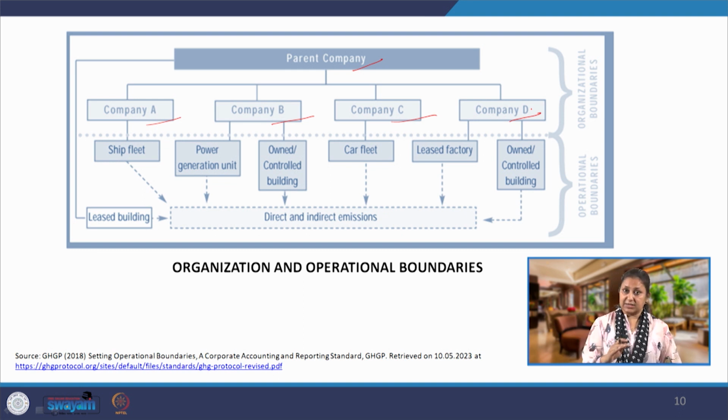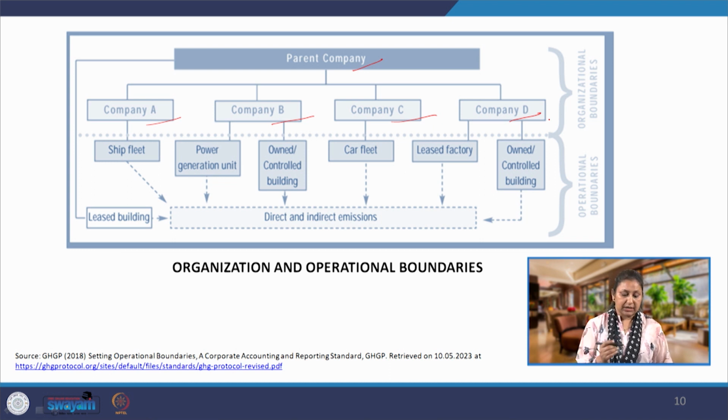So, all the assets which are owned by these companies are also going to be considered as part of the organizational boundary for the parent company. The parent company could be a very big company, and there could be subsidiary companies, smaller companies dealing with specific products or specific services. All these companies and their assets where the operations are happening are part of the organizational boundary, and where the operations are happening, that goes into the operational boundaries.